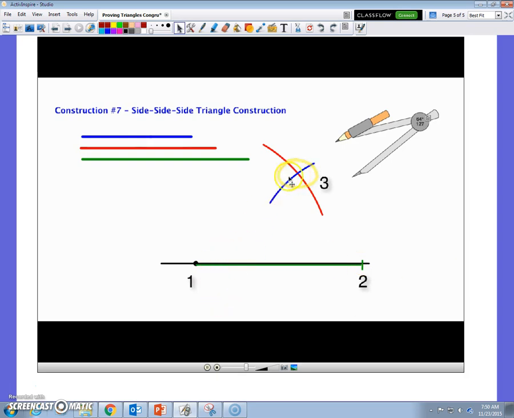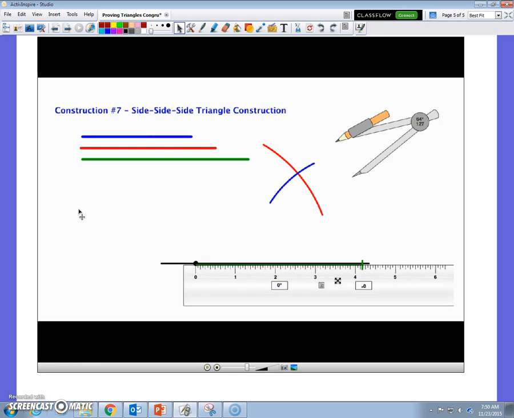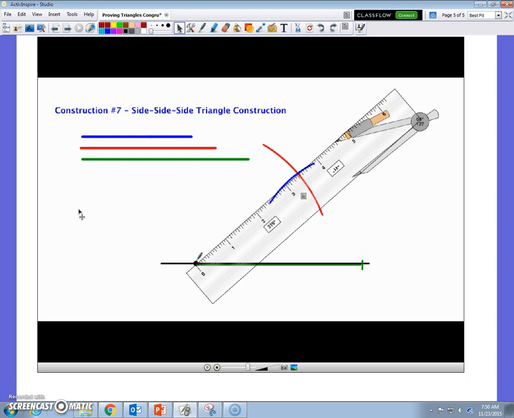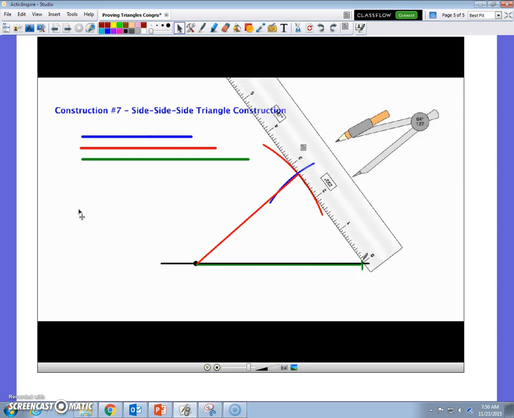Now where they intersect is where I'm going to connect my 3 vertices. I'm going to use a straight edge, of course. There's the red distance, and finally the blue distance right there. As you can see, I now have a triangle constructed from the measures of these 3 sides.